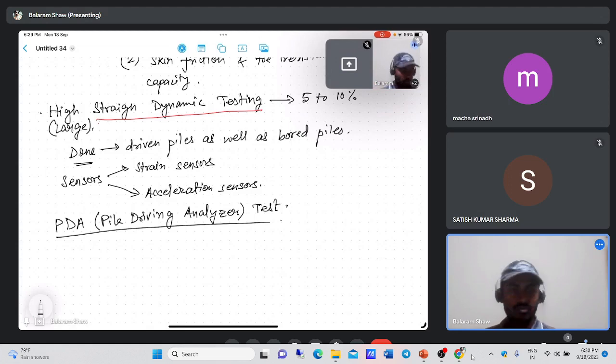Then we will also know the hammer details, like the total weight of the hammer, what type of hammer it is, from how much height the hammer will be dropped, and what is the hammer efficiency. Okay, so what all we need.